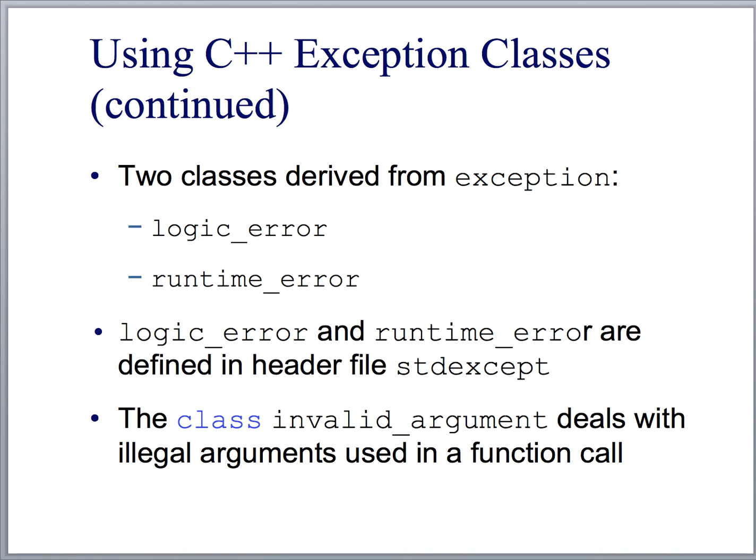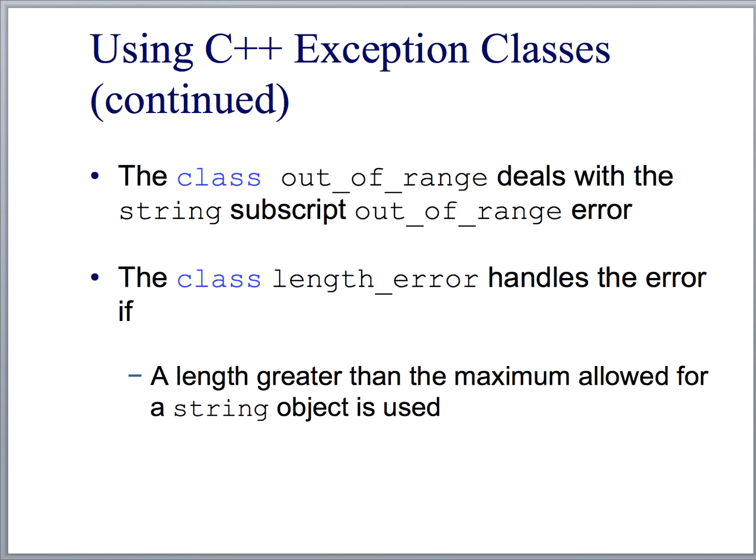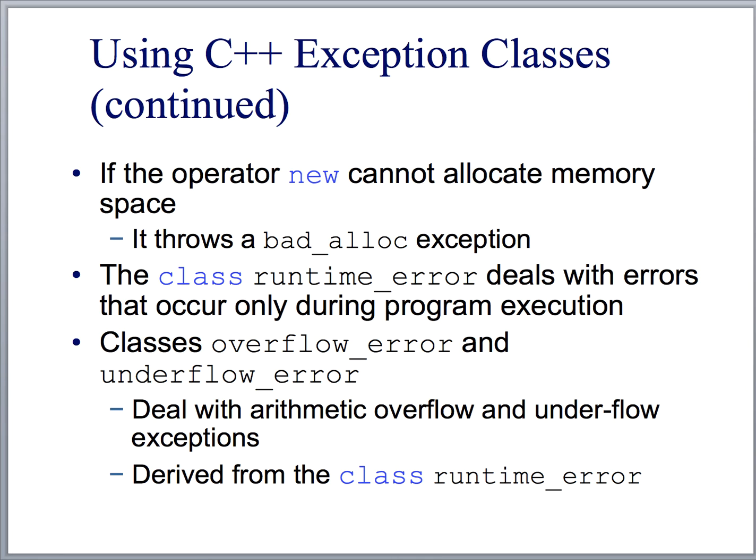So there are some already existing classes derived from exception. There's a logic error and a runtime error. Those are defined in a particular header file. And there's also a class for invalid argument to deal with illegal arguments used in function calls. There's one for out of range for strings. There's also one for a length error, etc. All these particular ones have to do with the string class, so it throws them if those things occur.